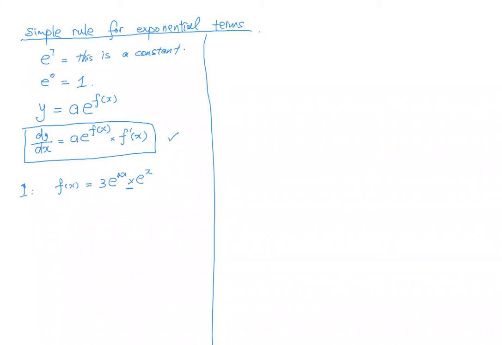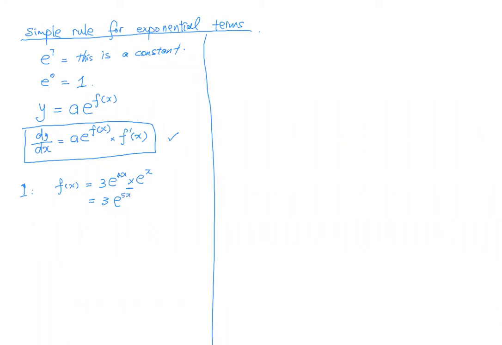Please, I told you already, the most important rule in differentiation is to see whether there is an opportunity for you to simplify. So Christopher, can you tell me what is the simplest form of e to the power of 4x times e to the power of x? Is it e to the power of 5x? Yes, you are right. 4x plus x is 5x.